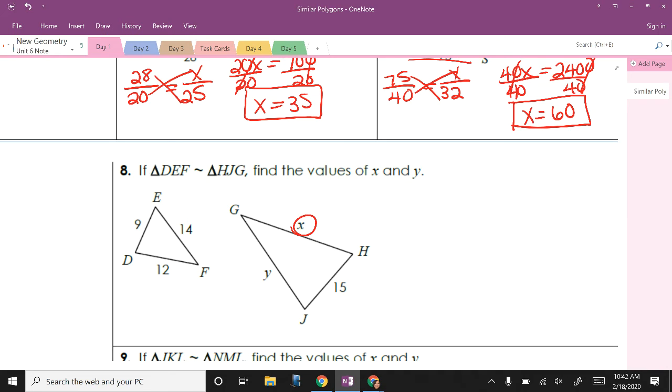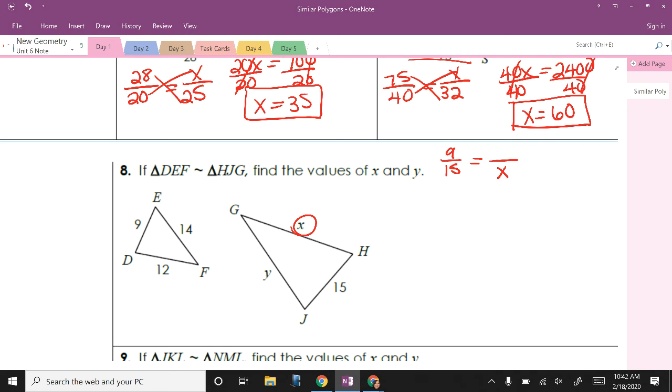What does HJ go with? DE. So I'm going to start with DE over HJ. DE is 9. Y'all with me? And HJ is 15. So those are the two I know. Now, if you want to, you can reduce that. I'm just going to leave it 9/15 because that's what I know. And X is GH, and it's in the second triangle, so it's going to go on bottom. And what does GH correspond with? DF. So what's going to go on top of X?